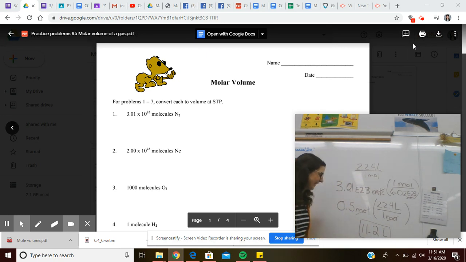All right. So I take my half mole and multiply by my conversion factor. That gives me 11.2 liters for number 1. So that is my answer to number 1.